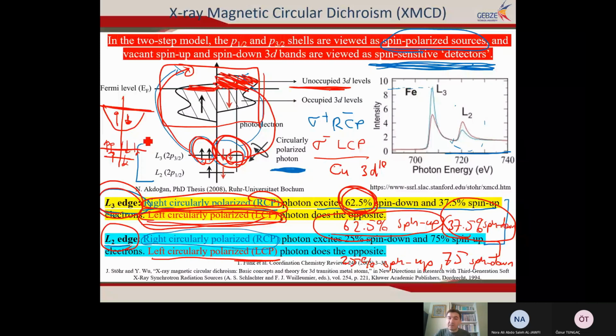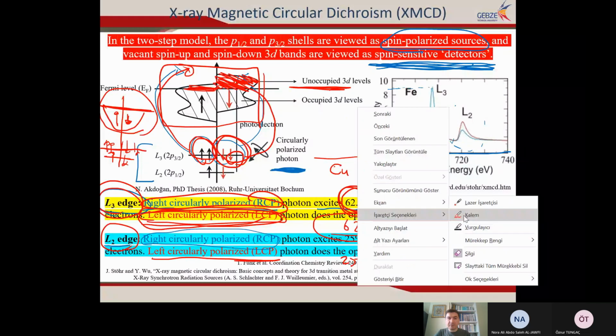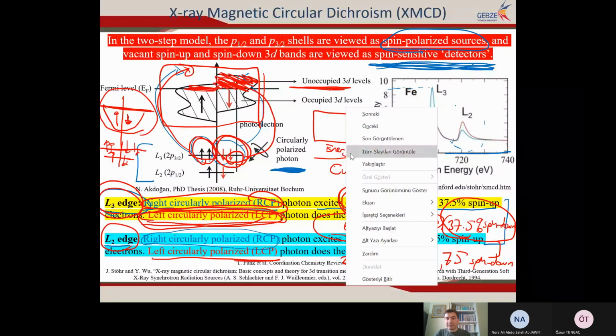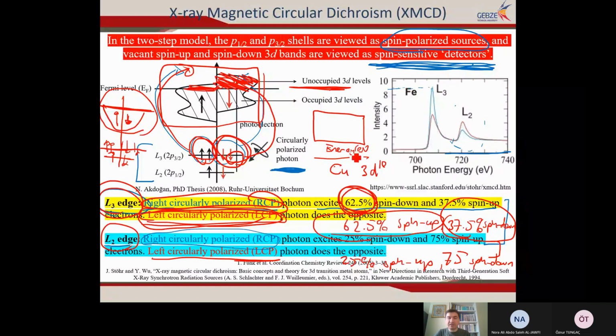Then what you will see in the case of copper, let me clean this part and try to draw the XMCD result for copper. Let's consider this is the photon energy in electron volts, just as for the iron. And here we have the intensity, and you scan the energy. Then here we have an absorption, and here we have another absorption. Just consider L3 and L2 for copper. And let's consider this is for right circularly polarized light.